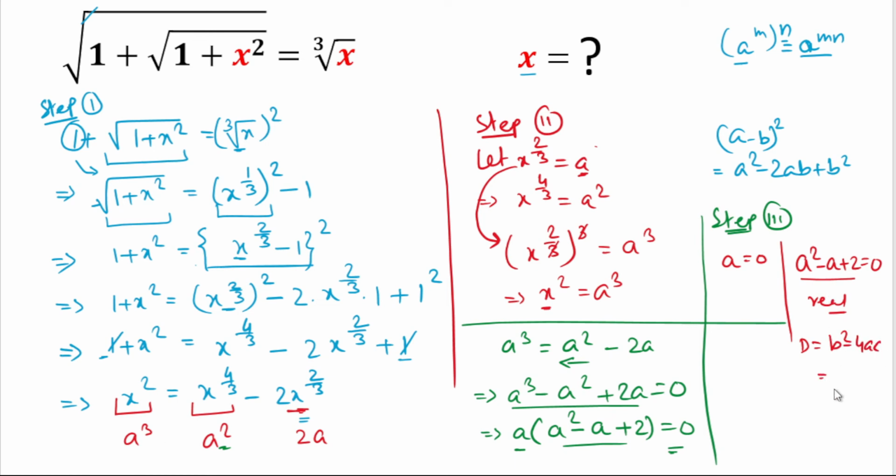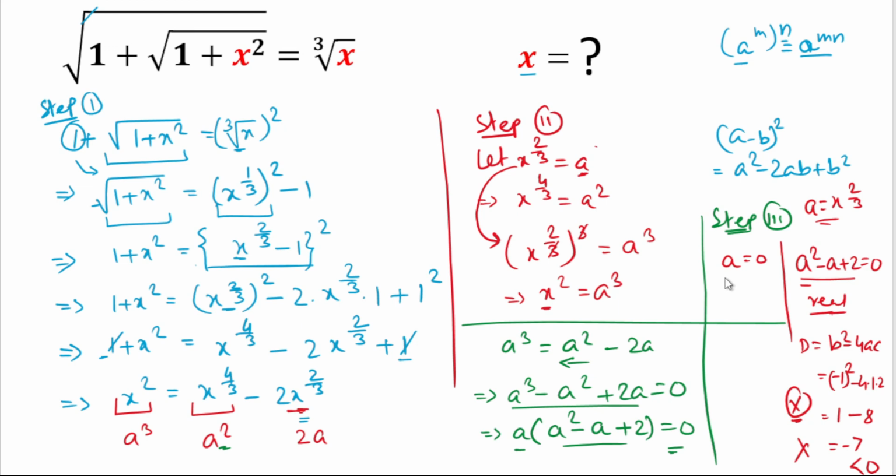Here b square is negative 1 square, minus 4 times 1 and 2. So negative 1 square is 1, and here 4 times 2 is 8, and we have negative 7 here, it is less than 0. So we cannot find the real value of a. And a is equal to, here we have let a be x raised to the power 2 over 3. So if a is not a real number, then x will also not be a real number. So we have no real number for x from this quadratic equation.